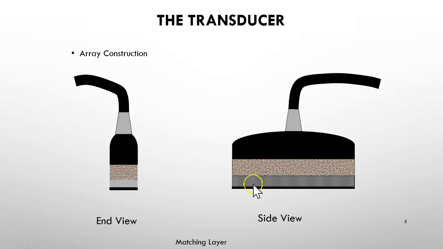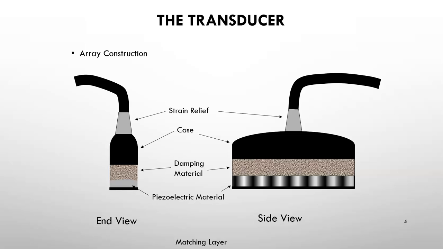But the main point here is that there are multiple small crystals that make up a phased array transducer. So array transducers are very similar to the single crystal transducers, except we have many more pieces of crystal in them. That's really the main difference. And so we have our piezoelectric materials. Again, we have our backing materials or damping materials. There's a case, and then there's the strain relief, the matching layer, and the cabling.